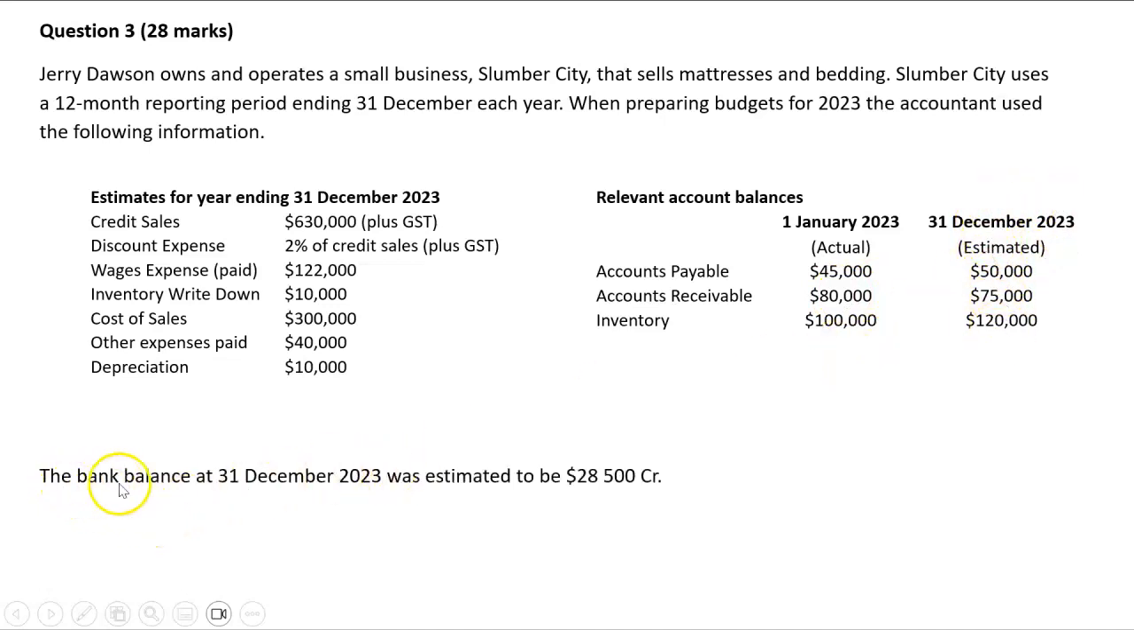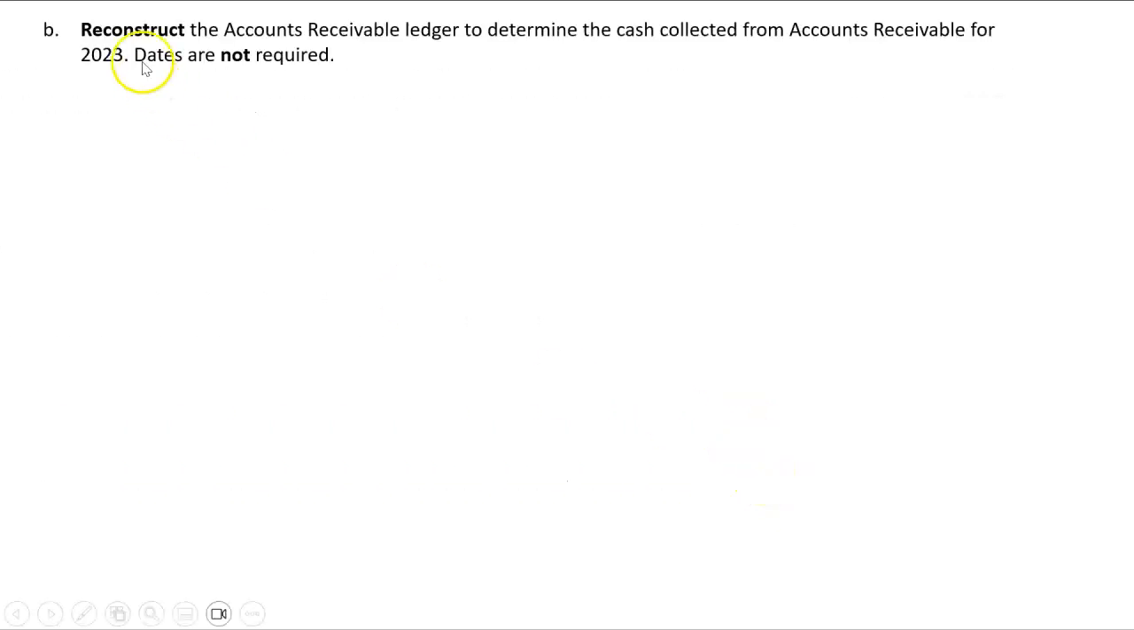And the final thing we're told is the bank balance at the end of December 2023 is expected or estimated to be 28,500 credit. So we always want to look at the question and then use that to pull in the information. And in this case, the question is reconstruct the accounts receivable ledger to determine the cash collected from accounts receivable for 2023. Dates are not required.